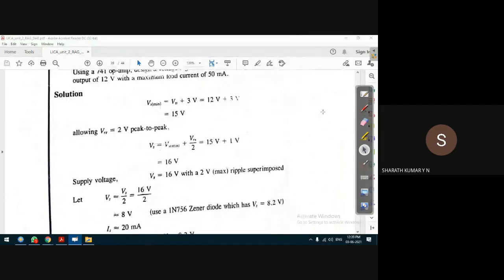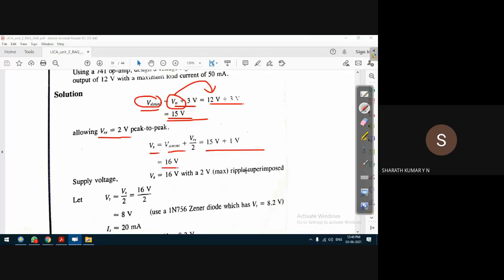So what should be the Vs minimum? Vs minimum is V naught plus 3 volts, that is 12 plus 3, around 15 volts. So Vs minimum should be 15 volts, so that V naught is maintained at 12 volts. The supply ripple content VRS is 2 volts peak to peak. So Vs is Vs minimum plus VRS by 2, which is the average. So it's around 16 volts. The supply voltage is around 16 volts.